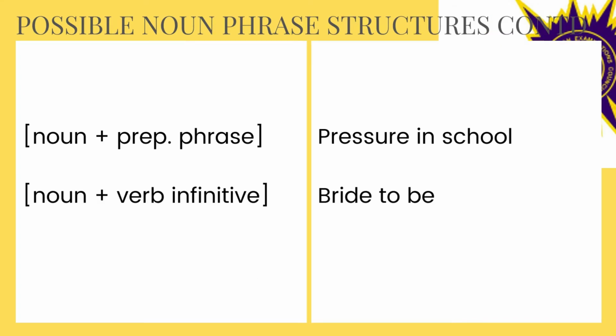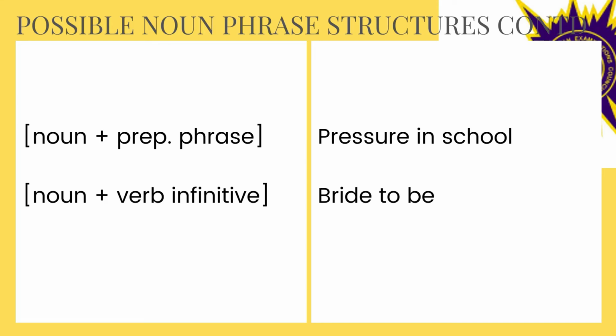The next noun phrase structure that we can have is a noun plus a prepositional phrase, as in the example, pressure in school. Now the words in school, which together form the prepositional phrase, are modifiers or qualifiers, adding meaning to pressure. And the last structure we can have in a noun phrase is a noun plus a verb infinitive, as in the example bride to be. In this case also, the words to be are modifiers or qualifiers, laying emphasis on bride.